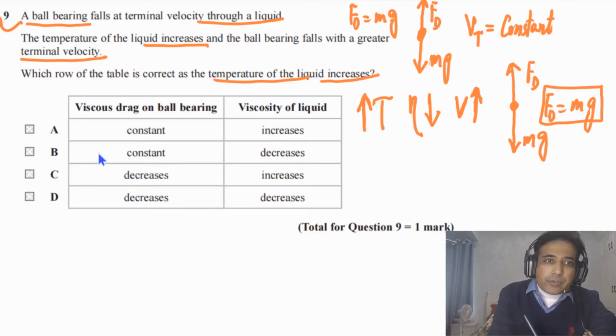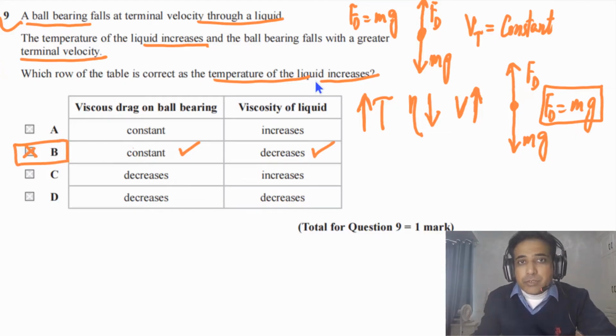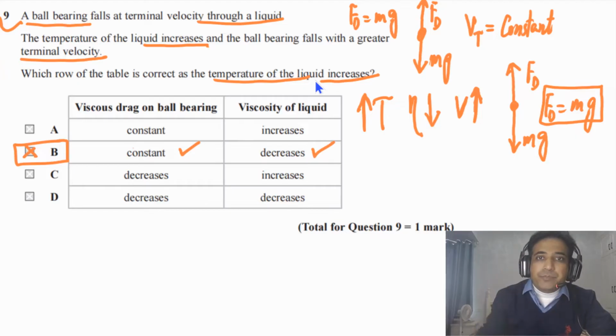So the answer for this question has to be B. Drag force remains constant, viscosity decreases. So B is the right answer. This is how we can answer this question. When a body is falling at constant velocity, terminal velocity, the resultant force has to be equal to 0.